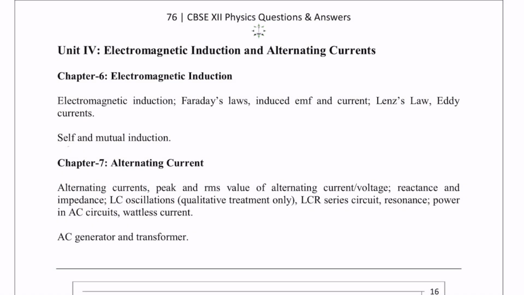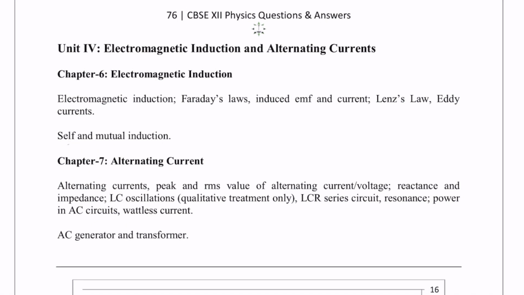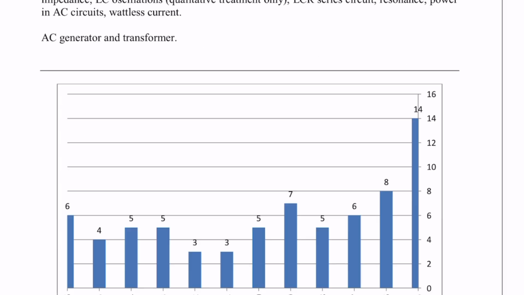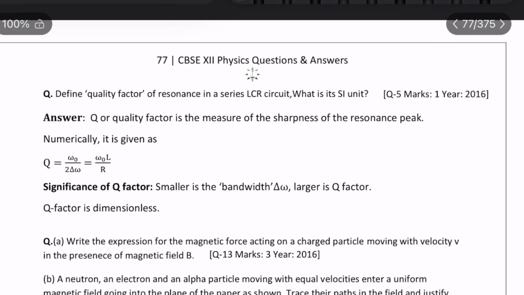We are discussing CBSE Standard 12 previous year's question answers for physics. Okay. So now our topics for discussion are electromagnetic induction and alternating current. Okay. So let's resume our discussion.